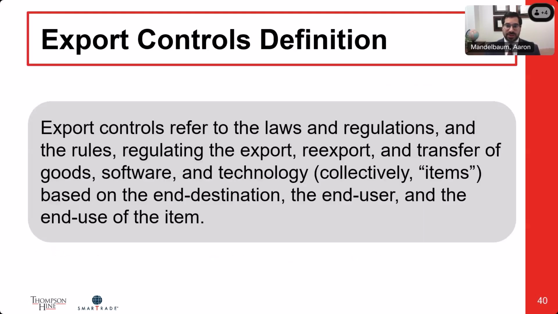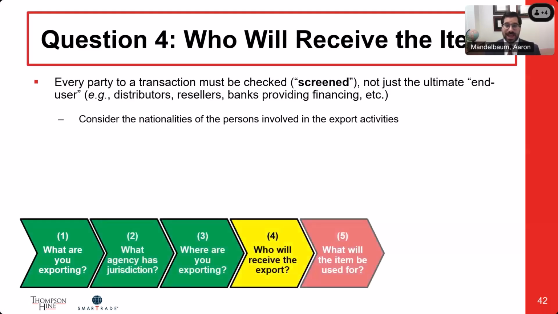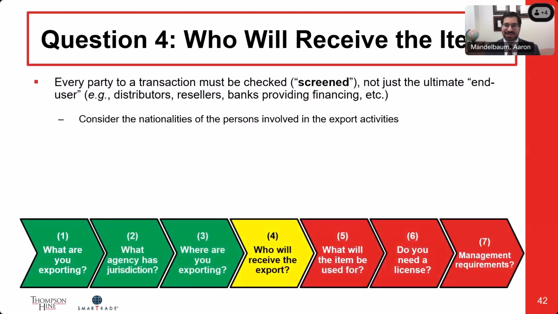Now, returning to our definition, we just continue on. We'll go to the end user restrictions. Every party to a transaction has to be checked, or as we'd say in the business, screened in your due diligence, not simply the ultimate end user. So another way of asking this question is, who will receive the export? Sure, the ultimate end user will be the final recipient in that chain, but they're not necessarily going to be the only party that is going to receive the item. And this is a great way to incorporate this foreign nationality concept that we introduced earlier in your screening.